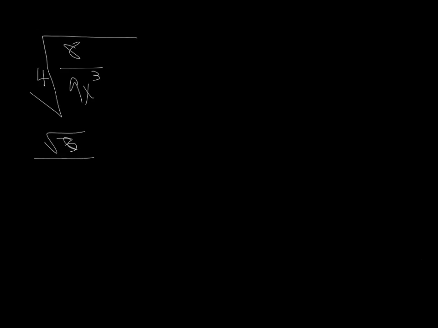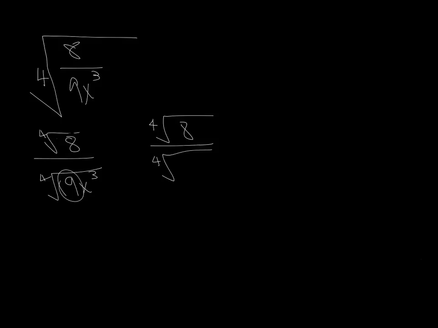Alright, so let's try 62. We've got the 4th root of 8 over 9x cubed. Okay, so we're going to do the 4th root of 8 over, well, let's make that a better 8. Oh my goodness. Over, so that's the 4th root, and this is the 4th root of 9x cubed. Alright, let's change the 9. So let's change that to the 4th root of 3 squared x cubed.